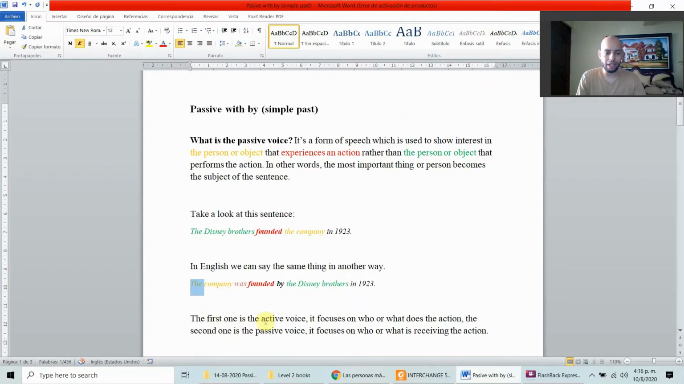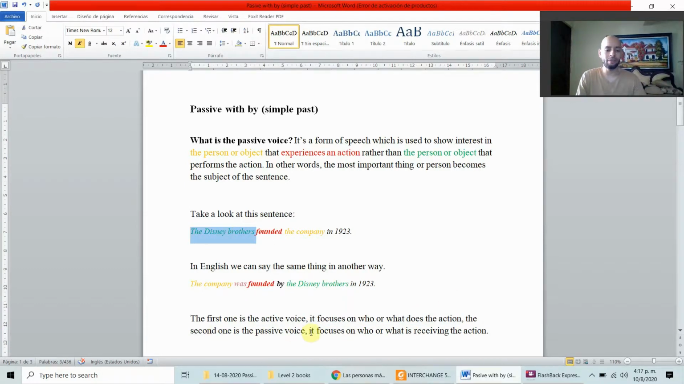The first one is active voice. This is what we normally use, the active voice. And the active voice focuses on who or what does the action. Who is doing the action here? Well, the Disney brothers are doing the action.